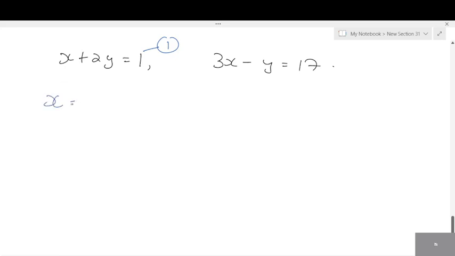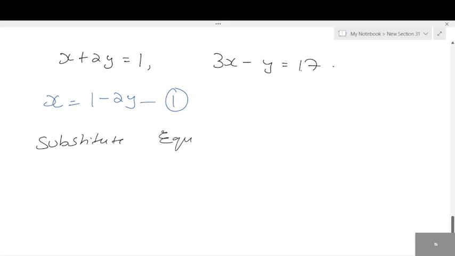If you want to find the value of x, then 2y goes to the other side, becomes 1 minus 2y. This is equation 1. Write it like this. First step, equation 1. Second step, this equation you have to write here. See, this method is known as substitution. So write substitute.